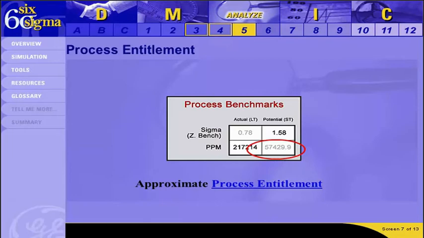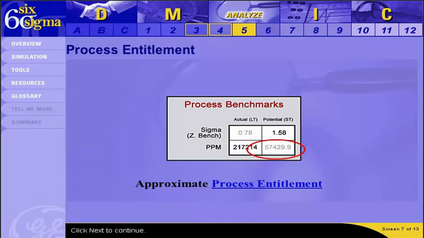As you can see, this value is still over 57,000. Reaching 20,000 with the current process technology is highly unlikely. This gives us a hint to what kind of changes may be required. Click on the underlined text if you wish to see the glossary entry for process entitlement.